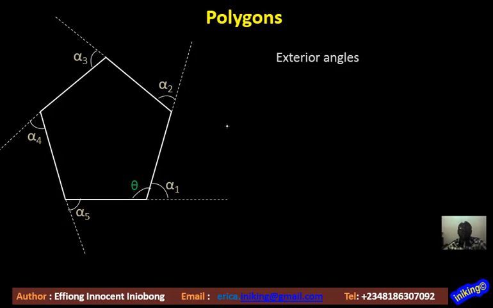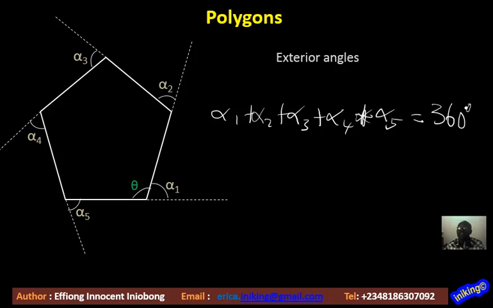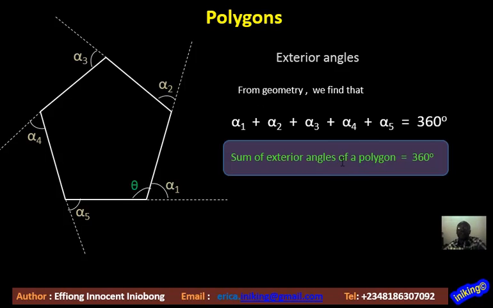If I sum here, alpha 1 plus alpha 2 plus alpha 3 plus alpha 4 plus alpha 5, all the exterior angles, if you add them up, it will give you 360 degrees. Whether it's a pentagon, a hexagon, a nonagon, a triangle, or a quadrilateral, they will always sum up to give us what? 360 degrees. So that's the summary for that. The sum of exterior angles of a polygon gives us 360 degrees.